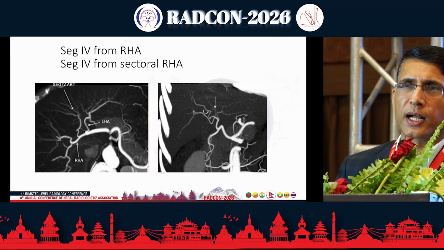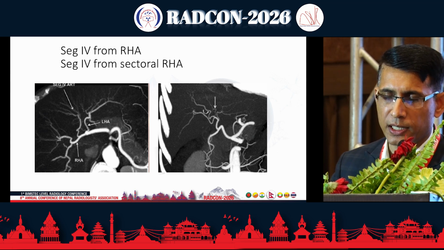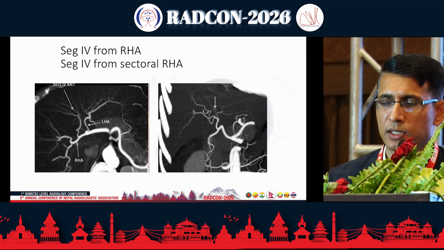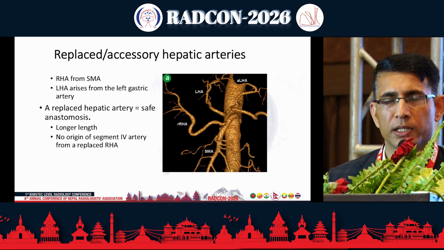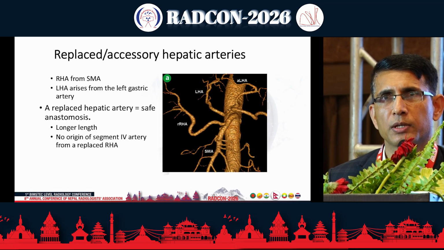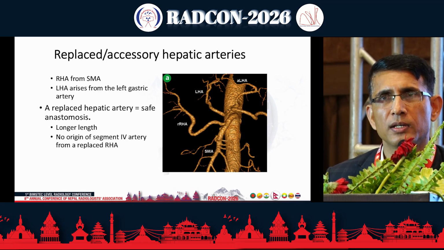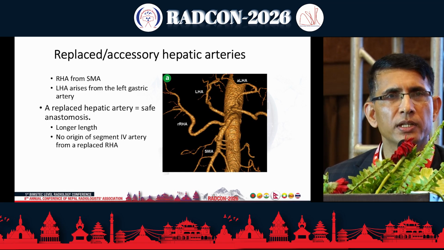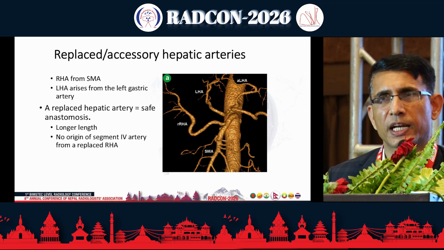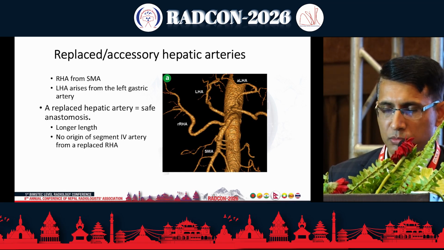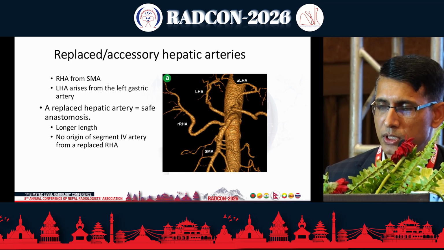Regarding replaced hepatic artery, usually the left hepatic artery arises from the left gastric and the right arises from the superior mesenteric artery. A replaced hepatic artery is good for the surgeons because it has long length for anastomosis, and the segment 4 artery does not arise from the replaced hepatic artery. That's why we are not worried much with this.